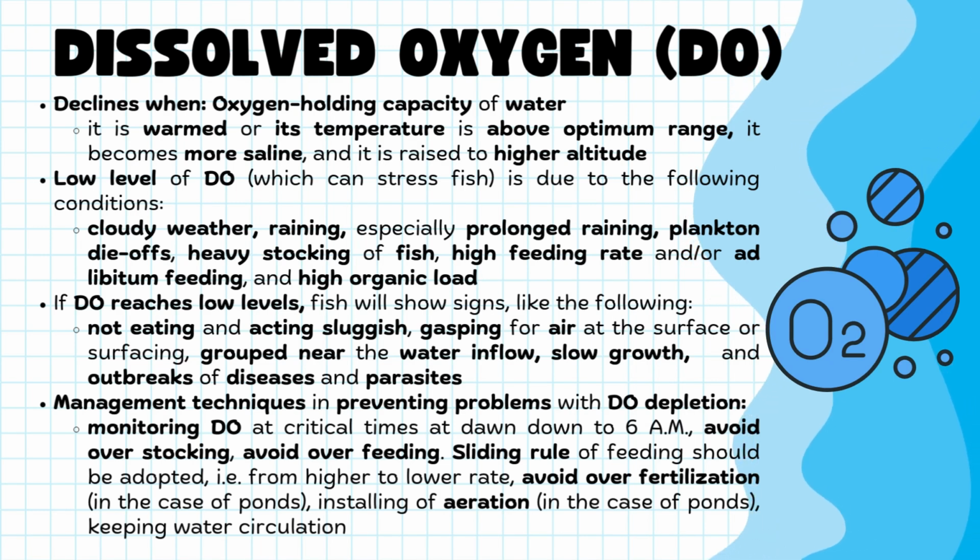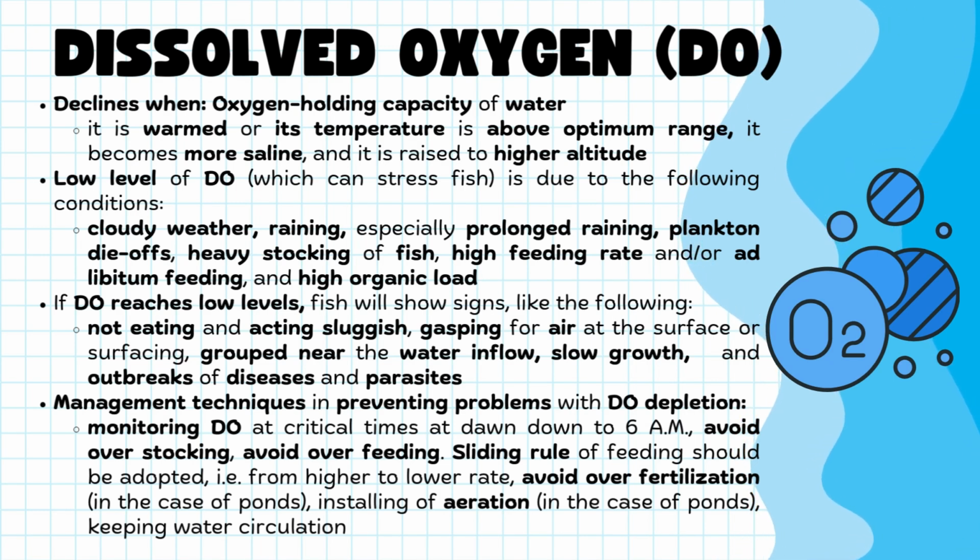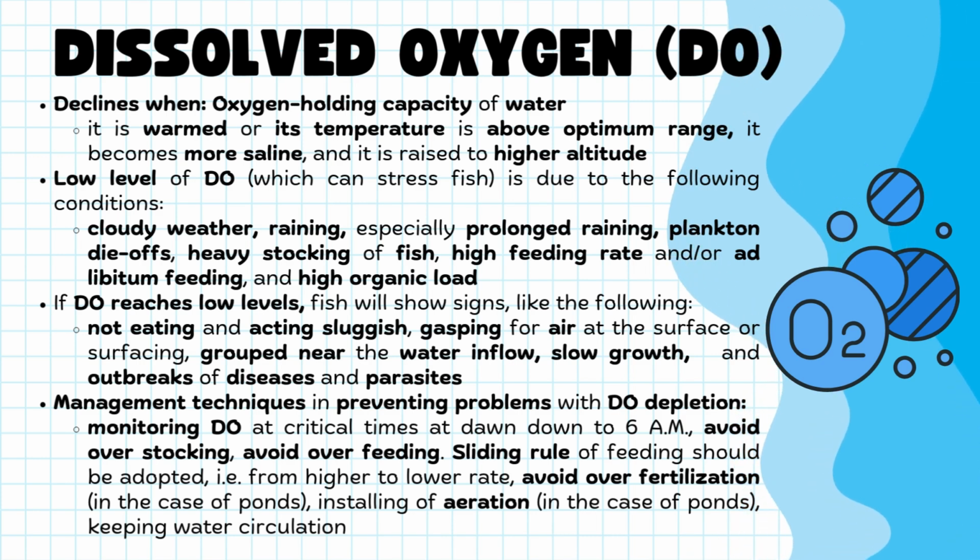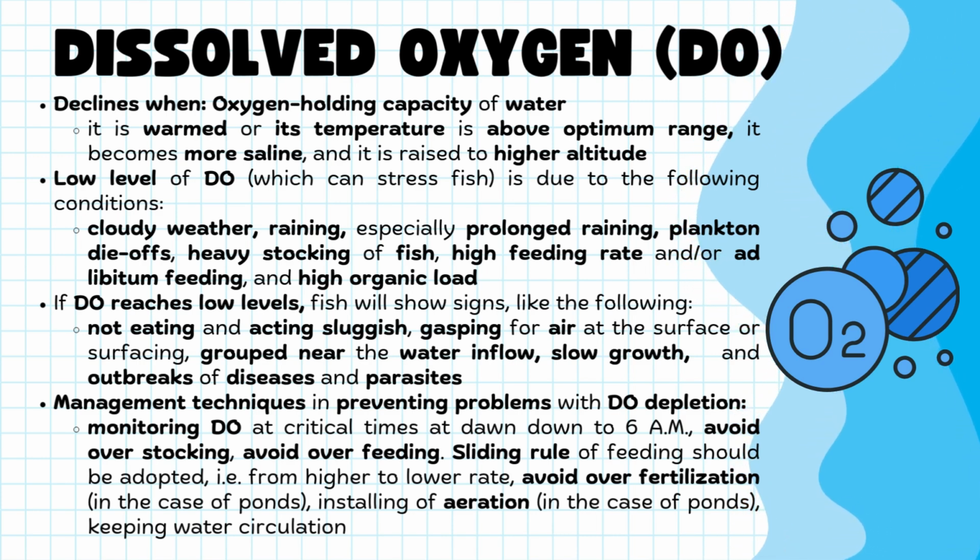So let's talk about the management of dissolved oxygen techniques. First is to monitor DO levels, especially at dawn or 6 a.m. You should also avoid overstocking and overfeeding. Use a sliding feeding rule or gradual reduction. Another one is to prevent over-fertilization in ponds. Lastly, use aeration and water circulation systems.